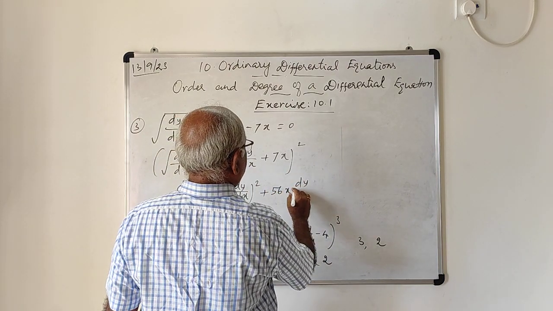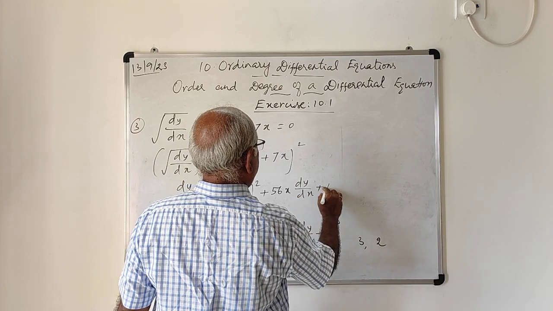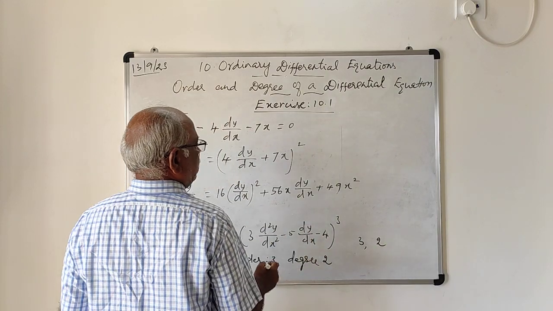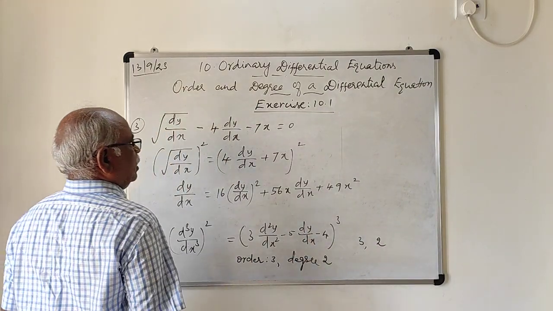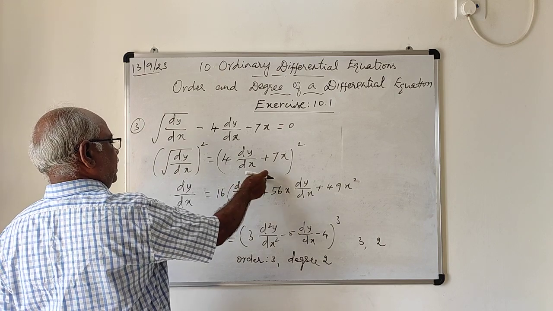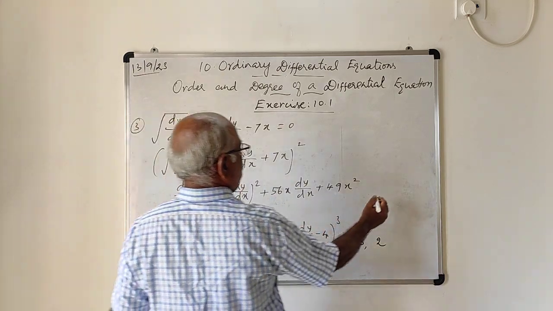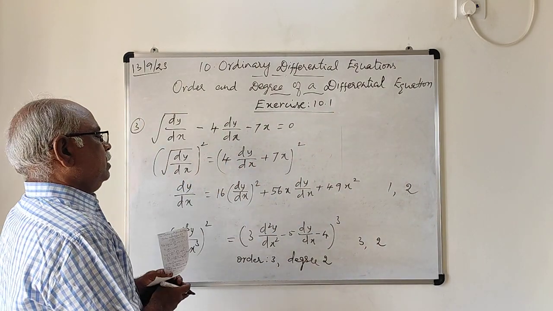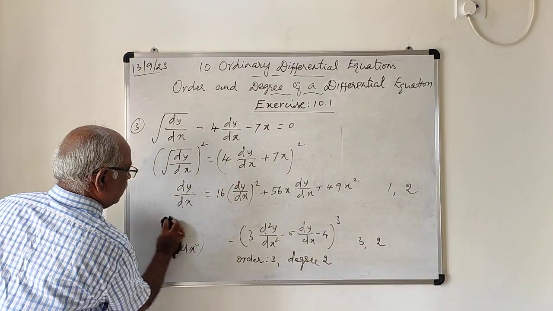56x dy by dx plus 49x square. See, here the highest order is 1 and its degree is 2. Therefore, order 1, degree 2. For this problem, order 1, degree 2. Let's solve the next problem.